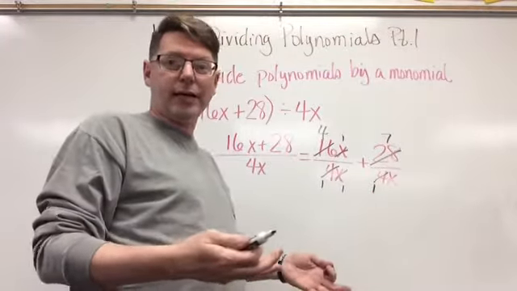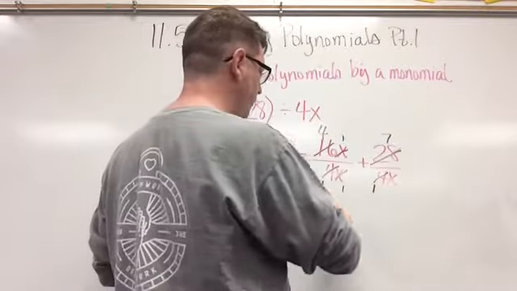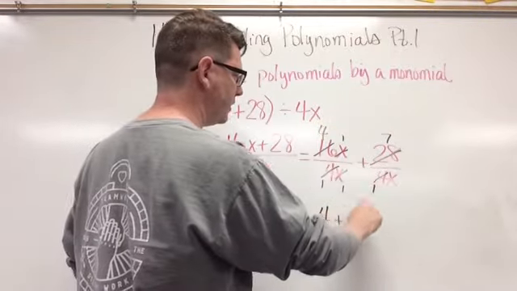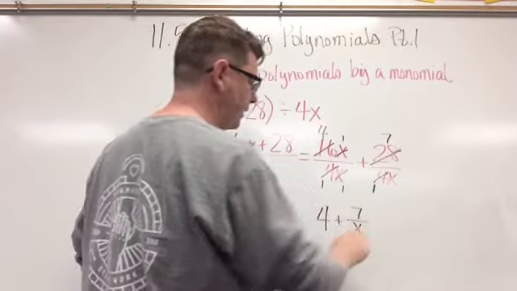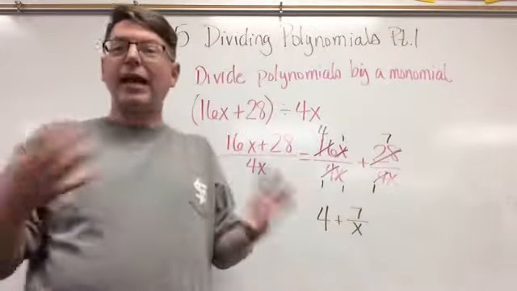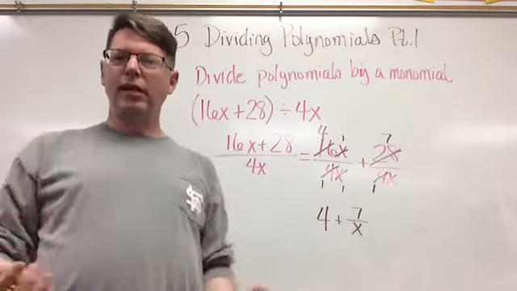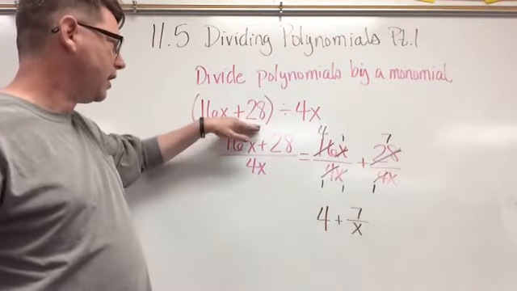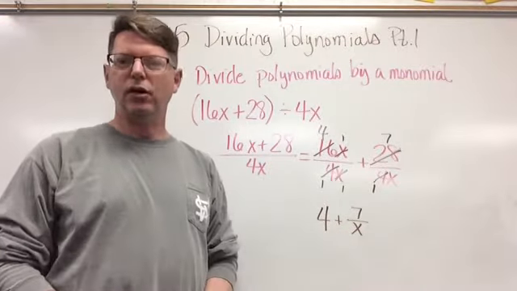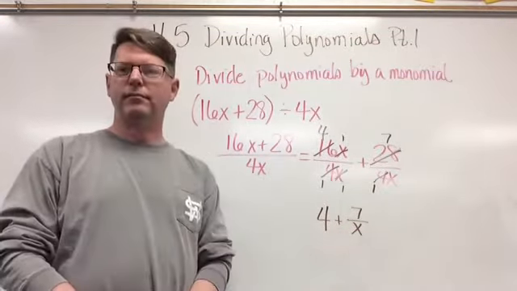So now I rewrite what I have. The final answer would be 4, because that's all that's left, plus 7 over x, because that's what this fraction simplifies to. So 16x plus 28 divided by 4x is 4 plus 7 over x. And that's the final answer.